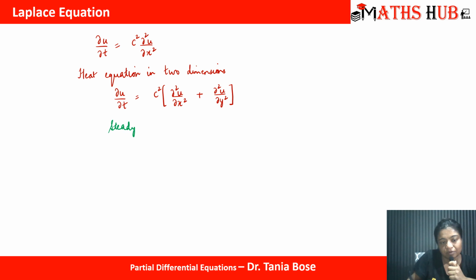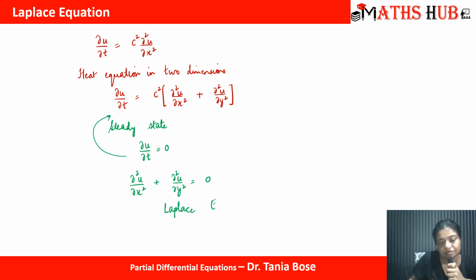Now this heat equation in two dimensions, if we consider the steady state conditions, what happens? Del U by del T becomes 0. So if I put this back into the equation, this term becomes 0, and the equation reduces to del square U by del x square plus del square U by del y square is equal to 0. This equation is termed the Laplace equation. That means you can also say that a Laplace equation is a two-dimensional heat equation under steady state conditions, right?